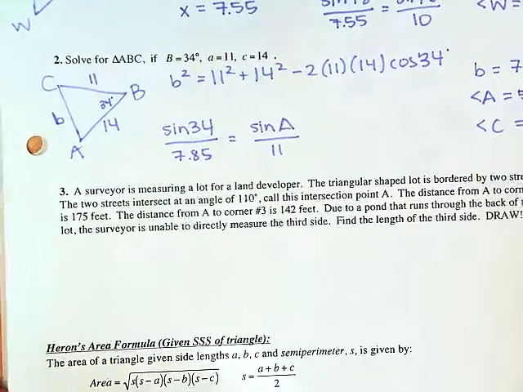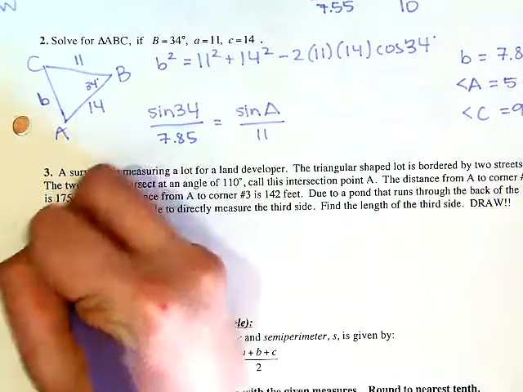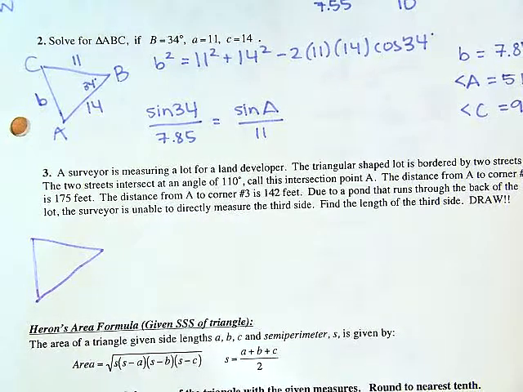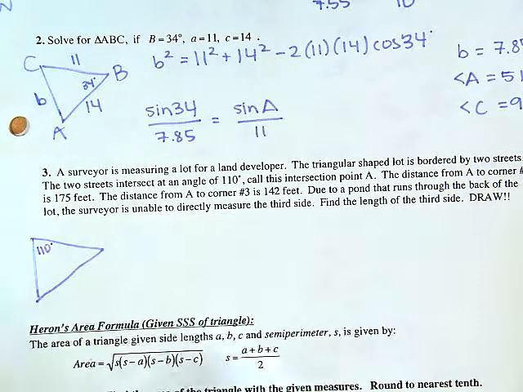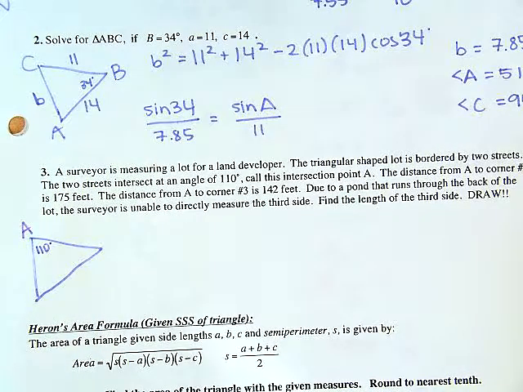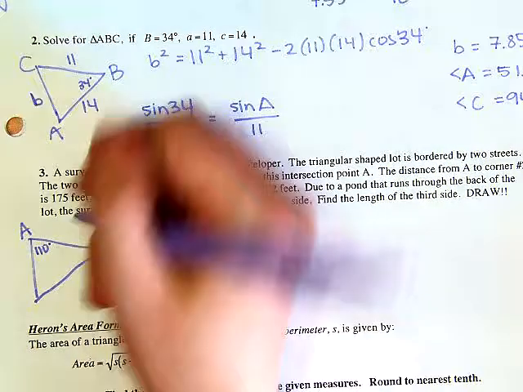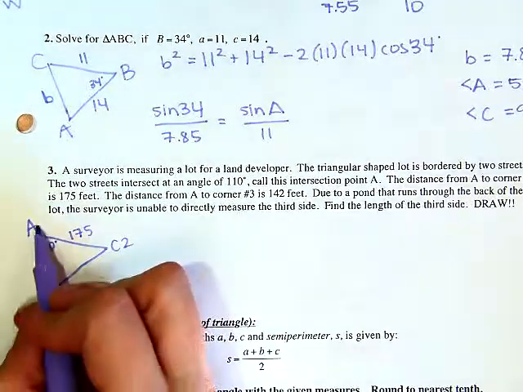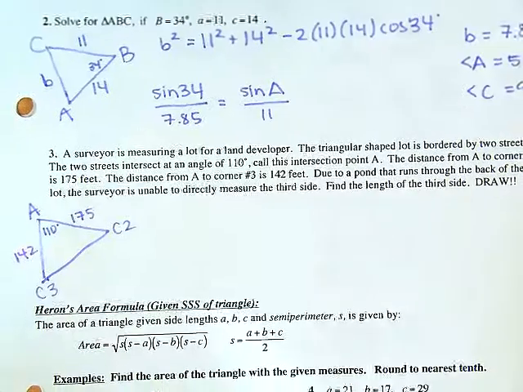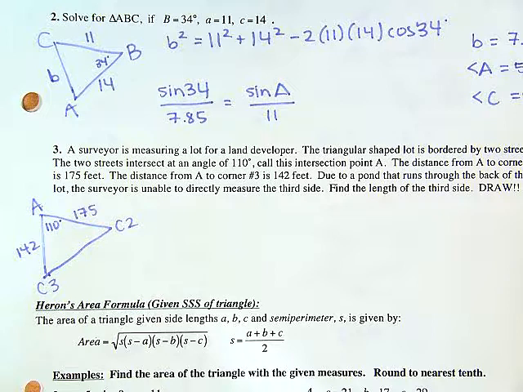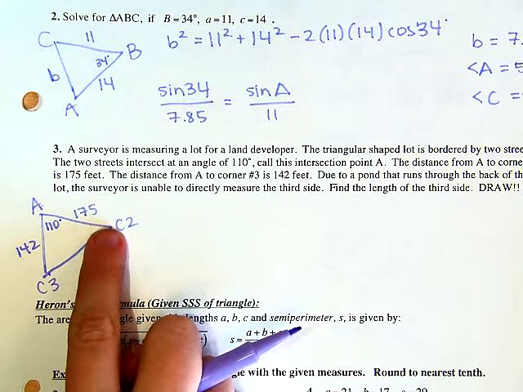A surveyor is measuring a lot for a land developer. The triangular shaped lot is bordered by two streets. Okay, triangular shaped. Let's do that. The two streets intersect at an angle of 110. Okay, let's put that on there. 110 degrees. Call this intersection point A. Oh, good, it names it for us. The distance from A to corner 2, I'll call this corner 2, is 175. The distance from A to corner 3 is 142. Due to a pond that runs through the back of the lot, the surveyor is unable to directly measure the third side. Find the length of the third side.